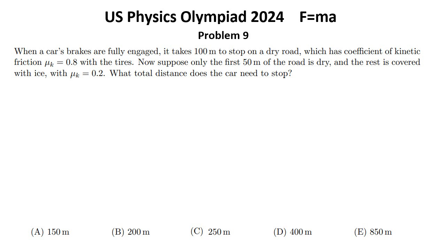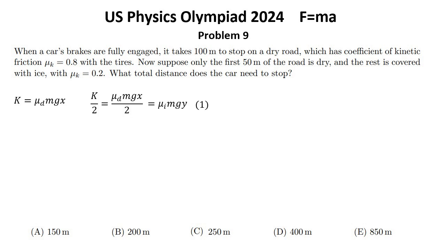Solution to problem number 9. When the road is dry, the work done on the car by friction is equal to mu_d m g x, where mu_d is the coefficient of friction with the dry road and x equals 100 meters is the braking distance. This work should be equal to the car's initial kinetic energy K.